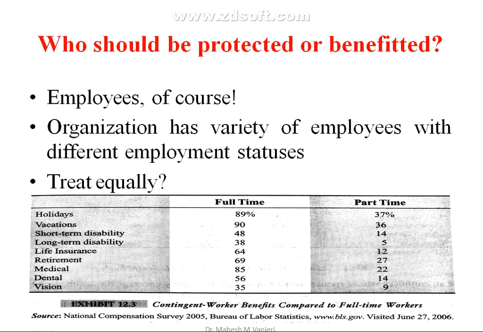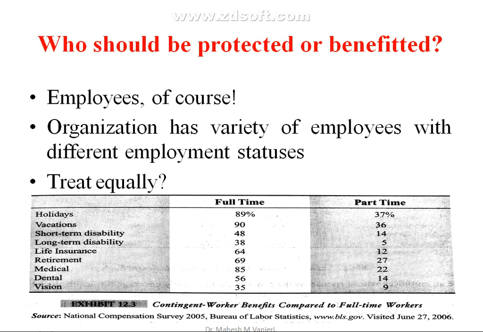So if you consider life insurance, for example, the benefit is provided up to 64% on an average, and the part-time workers are provided the benefit of life insurance up to 12% only. So the full-time employees are entitled to greater benefits compared to the part-time employees. That is what the issue is. Who should be protected? It is one simple example.